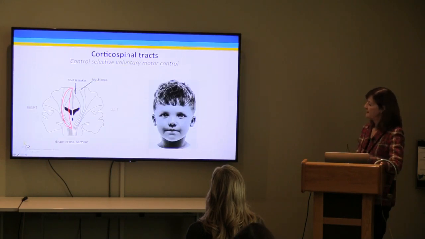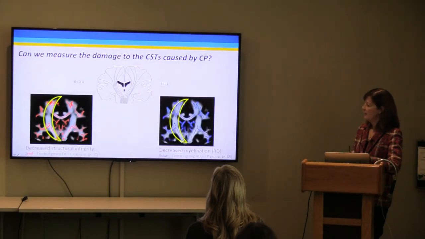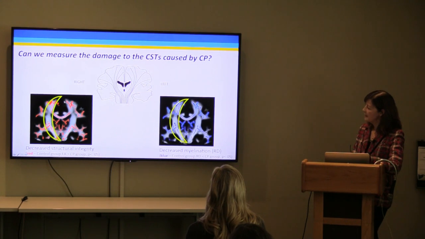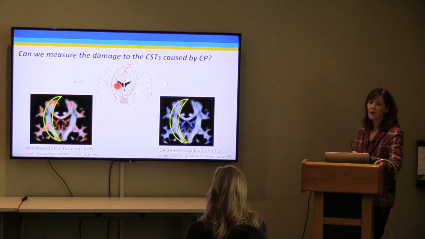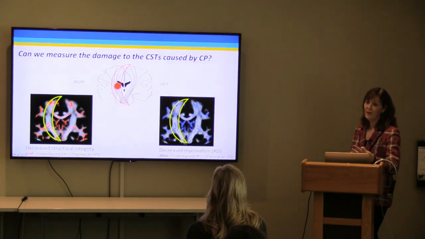So again, we're going to look at this picture that we had before that we all understand now, looking at corticospinal tracts, the brain cross-section. And here are our MRIs with the diffusion mapping on it. So we're looking at cerebral palsy, so there's damage in this area. And what we see here is everywhere where there's decreased structural integrity, which is red, it means the control group that we had greater FA compared to the CP group. And we can see this within the corticospinal tracts on the right and on the left, but we see it other places, don't we? Because they have brain damage not just limited to the corticospinal tracts.